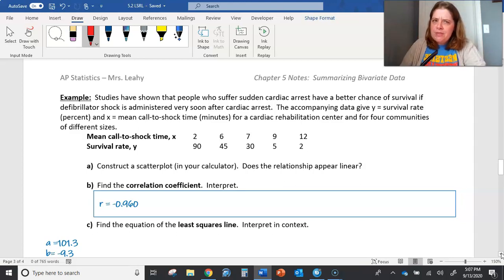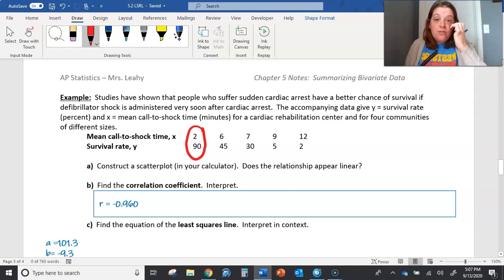All right, so I look at this and I see this first point here, 2 and 90. So this is saying that the mean call to shock time, on average, when we looked at this particular facility, is about 2 minutes. A typical amount of time between the time a person goes into cardiac arrest and they receive a defibrillator shock is approximately 2 minutes. That's a typical time that happens. And their survival rate is 90%. So of all the people who receive this defibrillator shock, 90% of them survive.